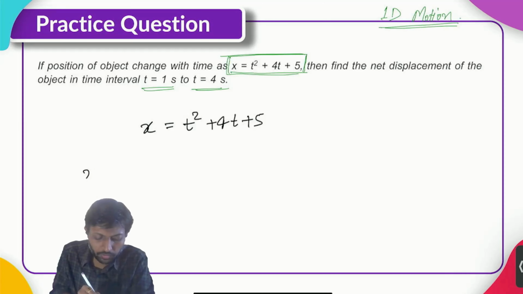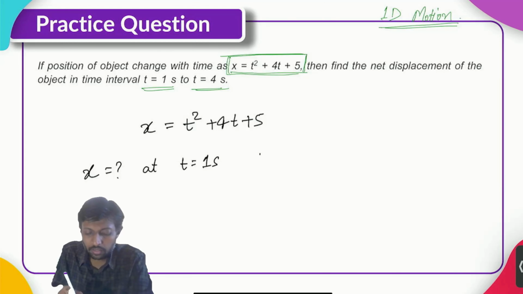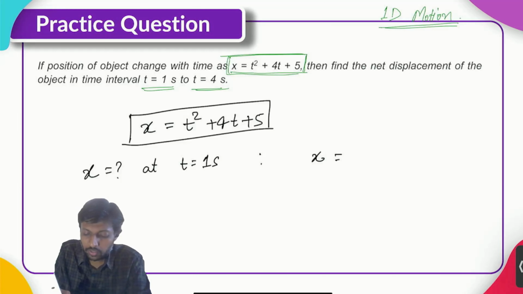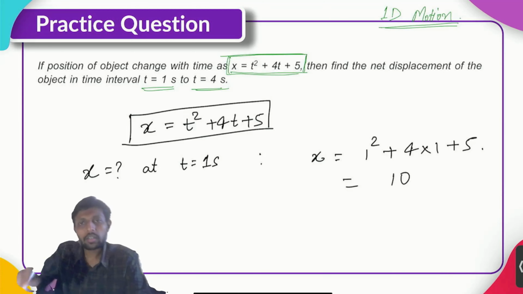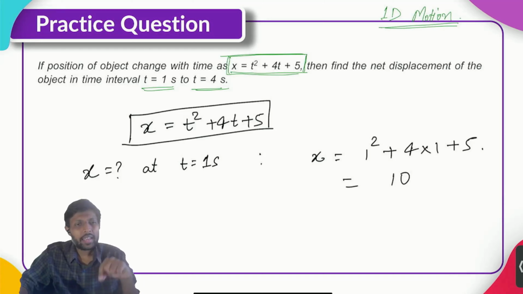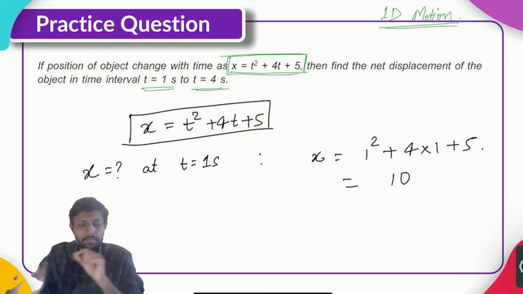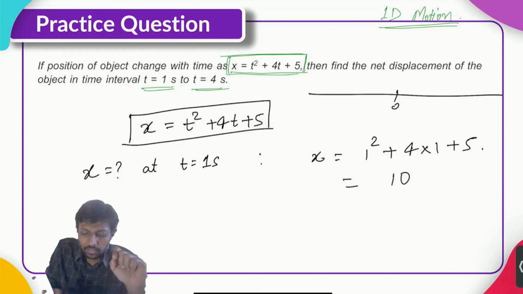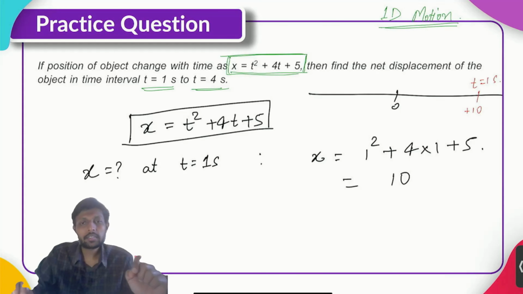you tell me what is the value of x at t equal to 1 second. To do that, you'll have to substitute 1 in place of t. So this is the expression that we are referring to. So we'll write 1 square plus 4 into 1 plus 5, 10. x at 1 second is 10. So that means if you draw the position of the object on the number line and this is the origin, you would find that the object is somewhere here, plus 10 at time t equal to 1 second.